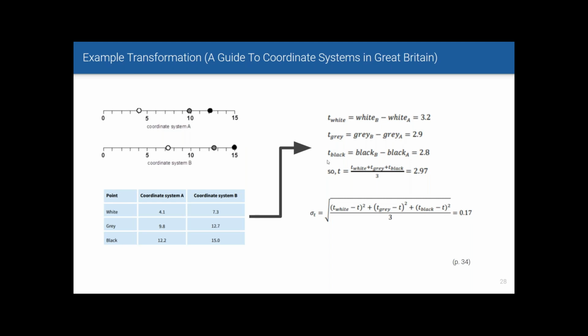So we can compute what the average offset is between coordinate system A and coordinate system B, and that would give us about plus 2.97. So to convert from A to B, we need to add about 2.97. But notice that none of the actual points is exactly 2.97. There's measurement error in there. And the standard deviation of the measurement error is about plus or minus 17 centimeters.